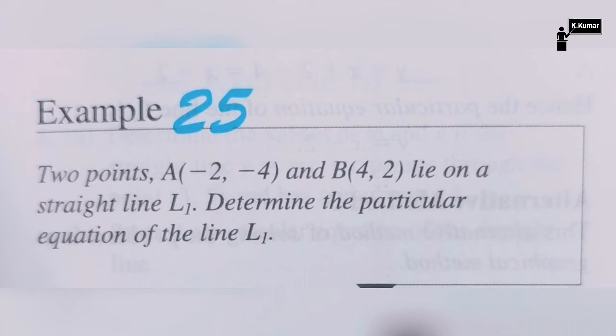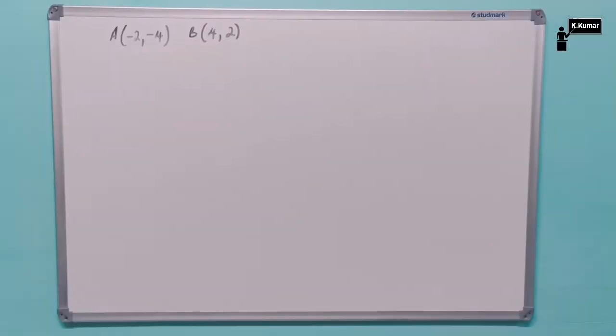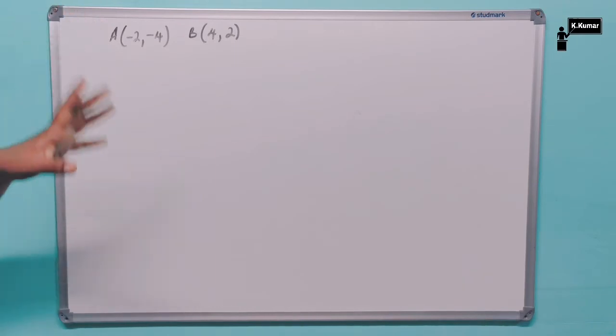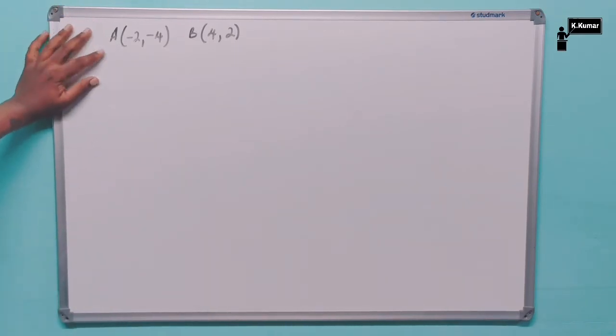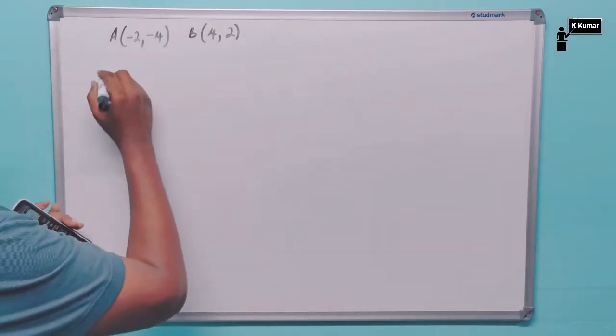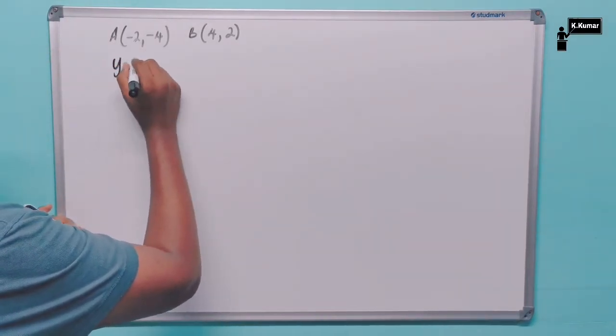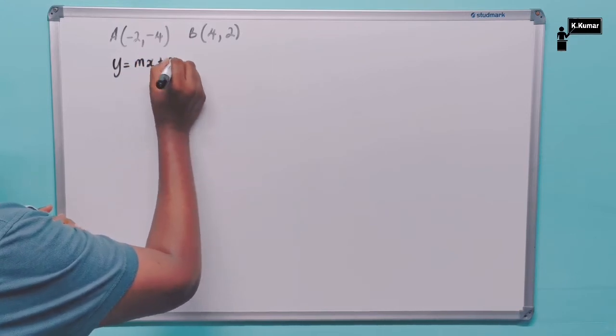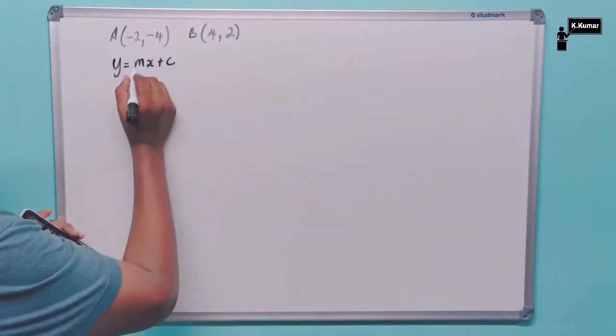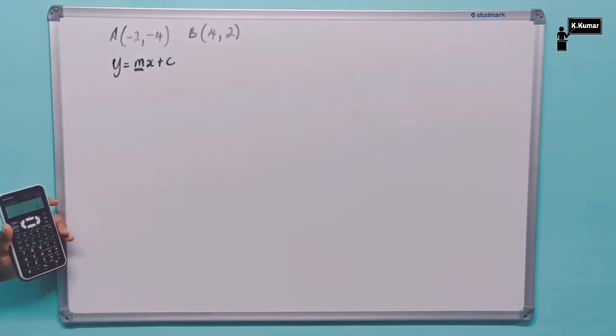This is the example. You're going to pause the video and copy the question, and then we're going to work. So you have the example there. The 2 points we're working with are A and B, and A is (-2, -4), and B is (4, 2). Using these points, they fall on the line L1, and using these 2 points, we have to write the equation of that line. So we can remember the equation of a line is in the form y equals mx plus c. So the first thing we have to go and find is m, which is the gradient.